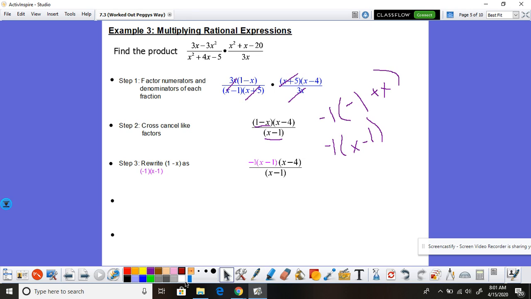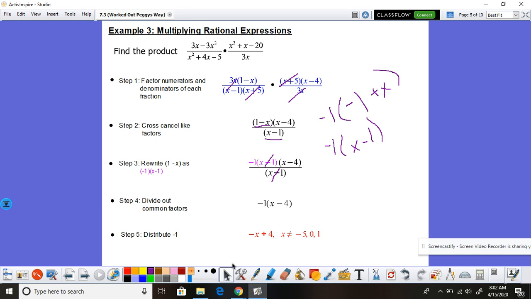And when I do that, notice now I have x minus 1 and x minus 1 that go away. And so I'm just left with negative 1 times x minus 4. And then last but not least, I just want to distribute that negative 1 through. So I'm left with negative x plus 4.